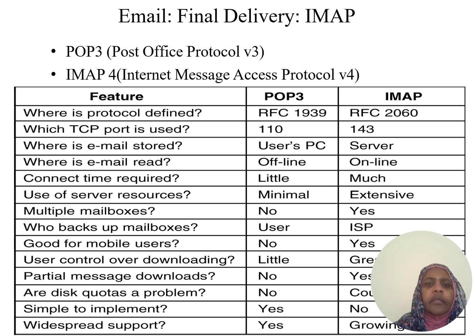The emails are stored on the user's PC in POP3 and online for IMAP. The users can read their messages offline in POP3 and online in IMAP. The connection time required for POP3 is little because messages are downloaded to the user's PC. For IMAP, the connection time required is much because users read their emails online.